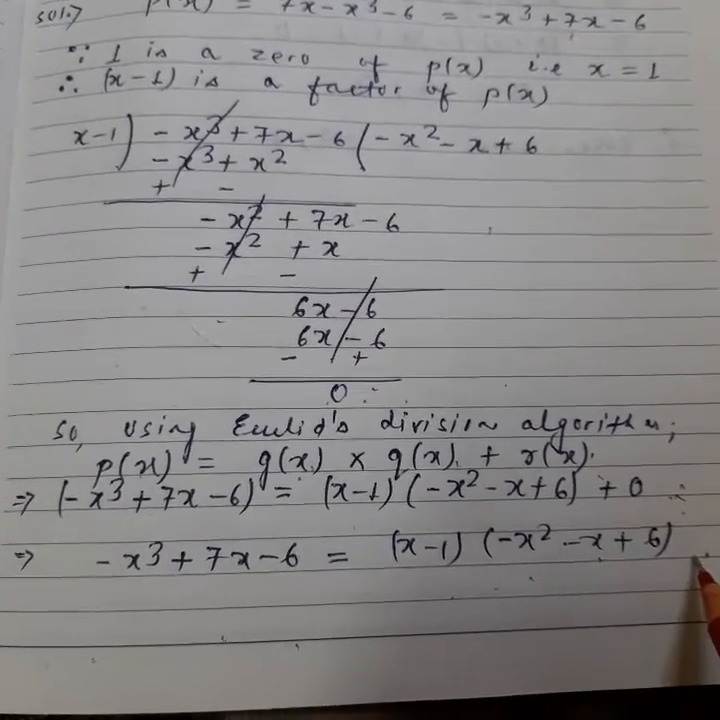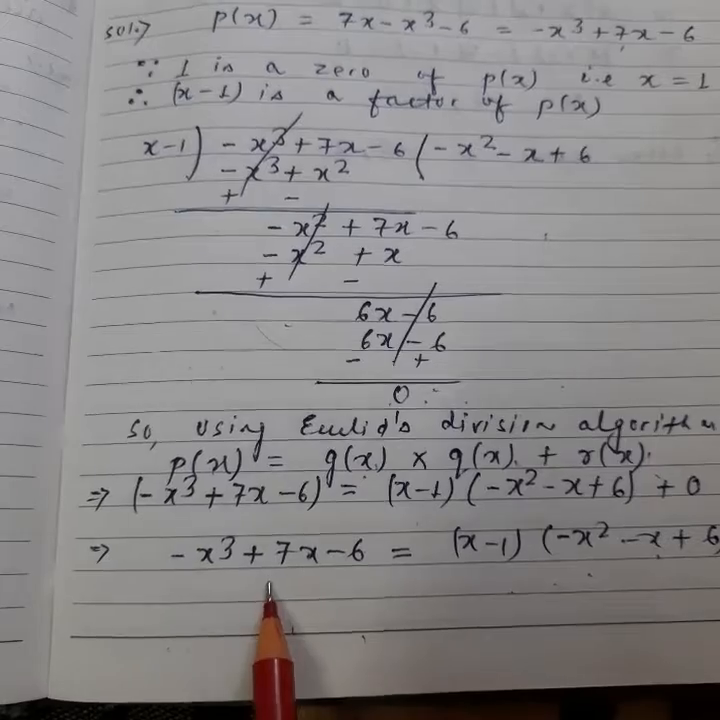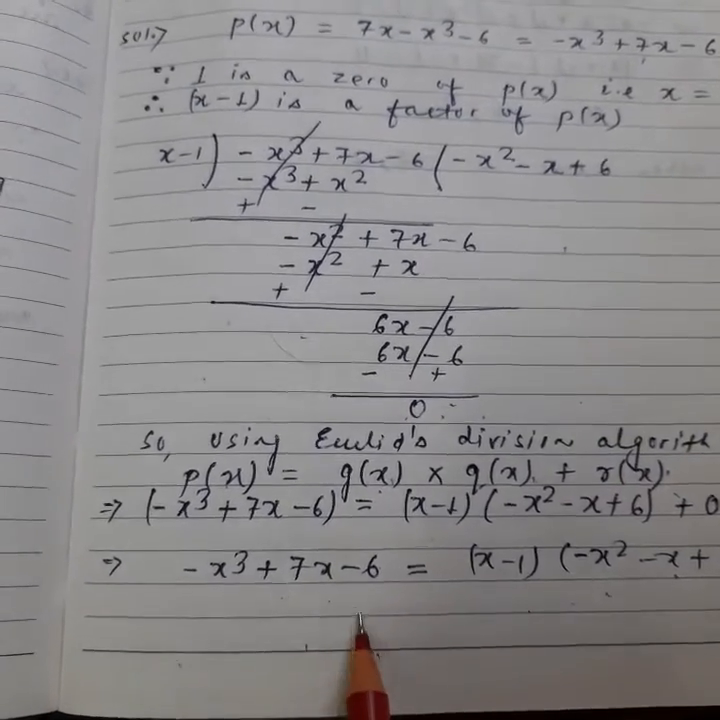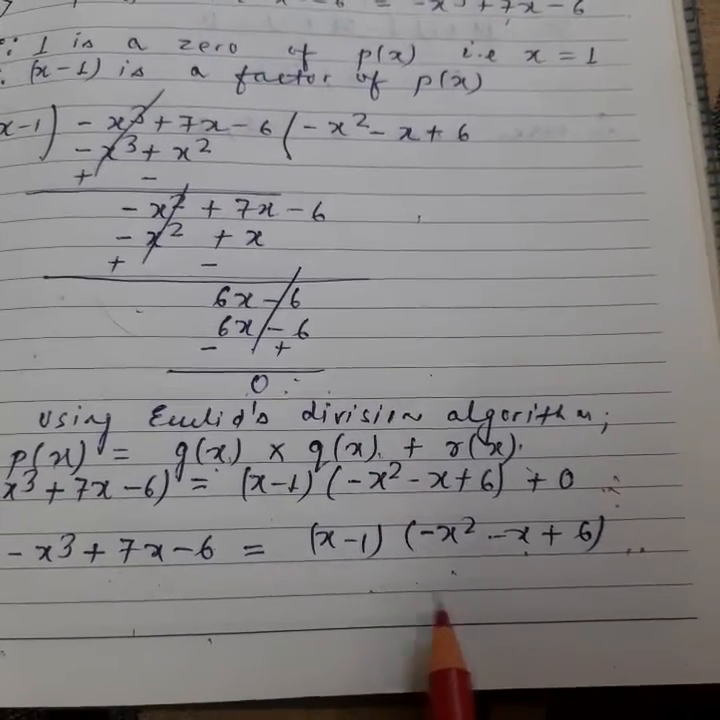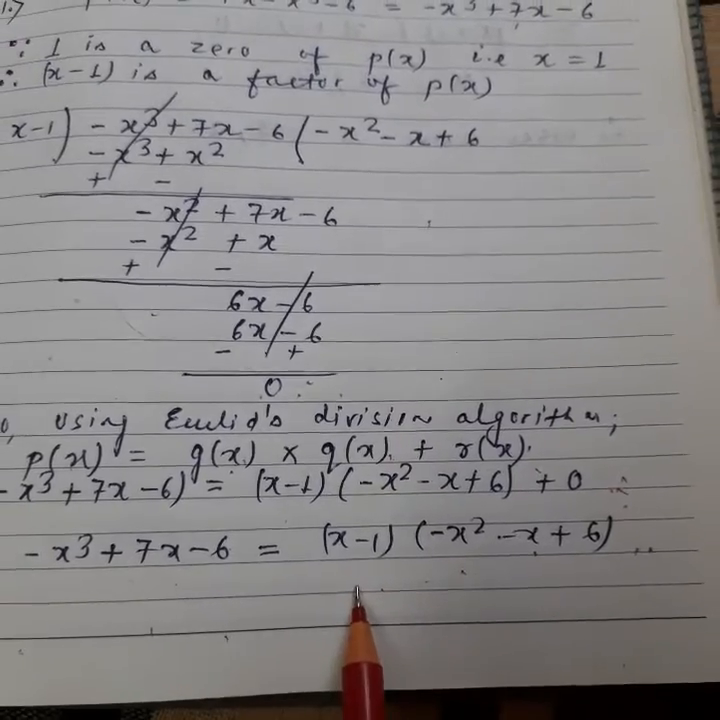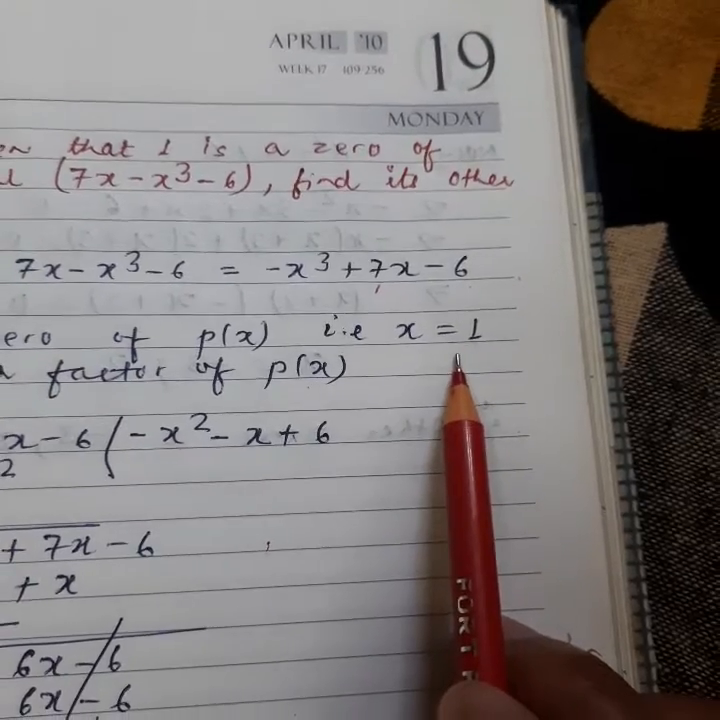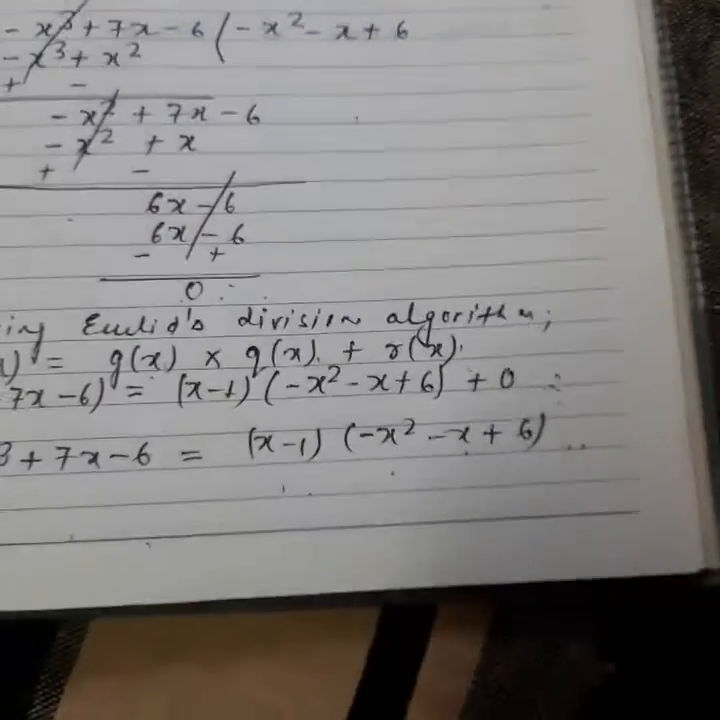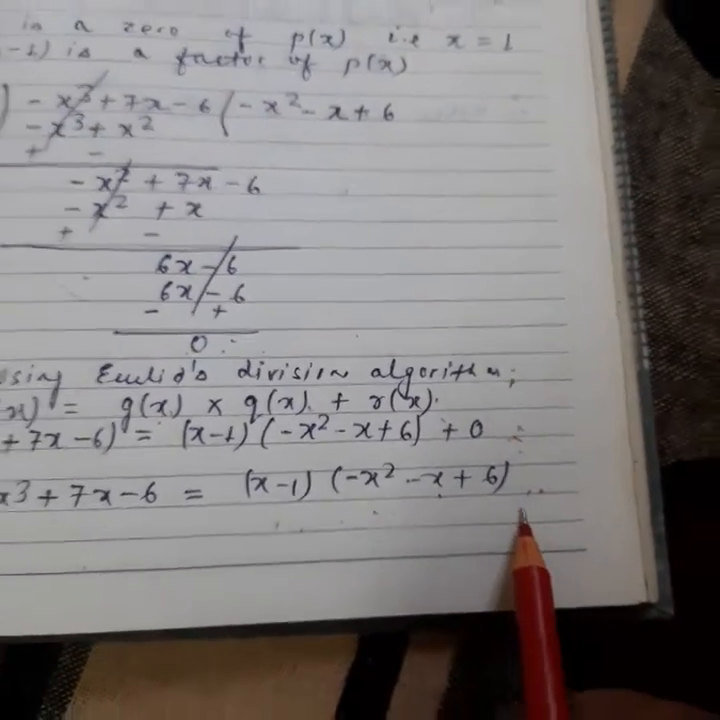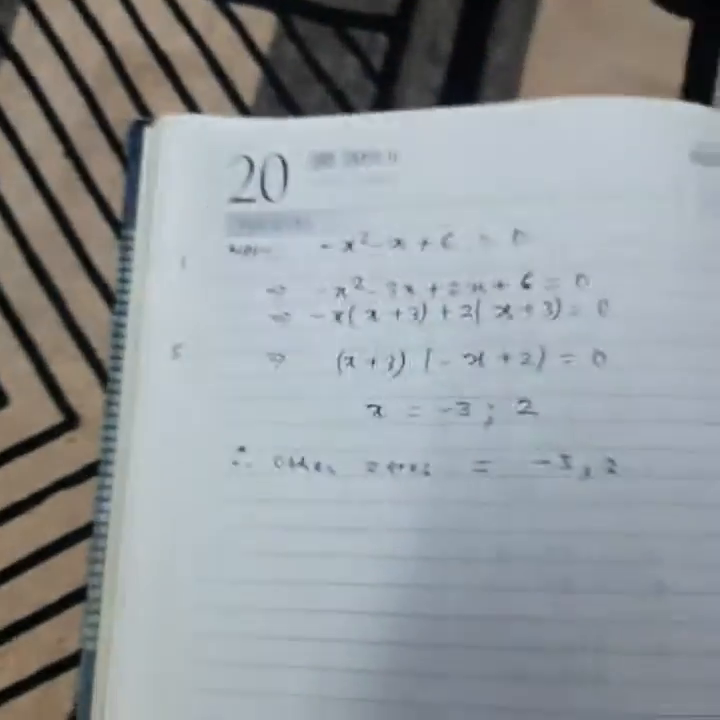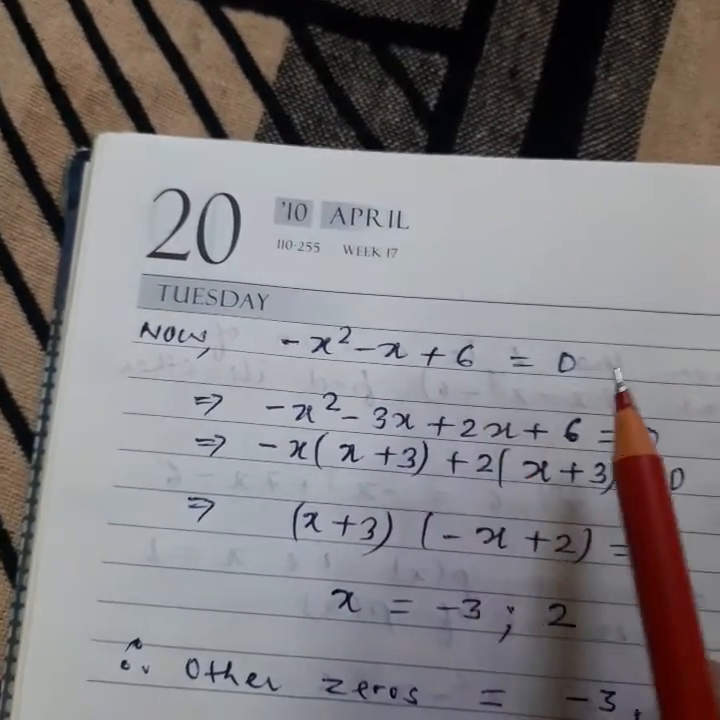Now we have to find the zeros of this polynomial minus x cube plus 7x minus 6. So if we find the zeros of this RHS part, we will get the zeros of the polynomial. The zero from x minus 1 we were already having, that was x equals 1. So finally we just need to find the zeros of minus x square minus x plus 6. Let us find its zeros. So minus x square minus x plus 6 equals 0.